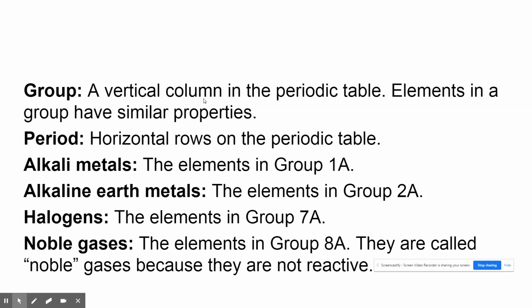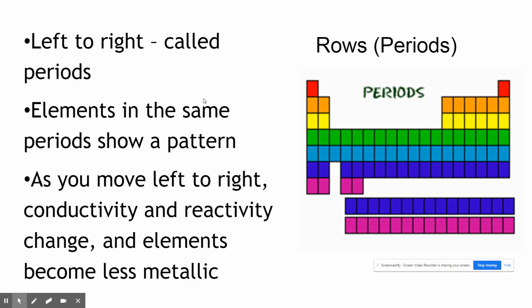Okay, some terms here: group, period, alkali metals, alkaline earth metals, halogens, noble gases. I'm going to go more in depth with these. This is just a generic slide, but we're going to go more in depth. Okay, so take a look. Rows, or we also can call these periods. These are the left to right pieces on the periodic table. In the picture that you see here, you will notice that each period or each row is designated by a specific color. Okay.